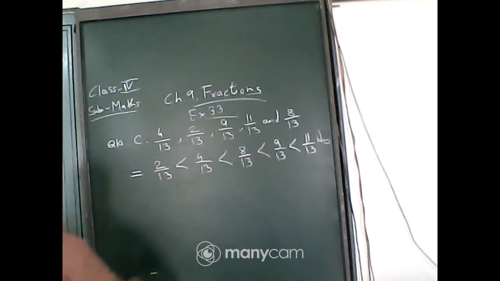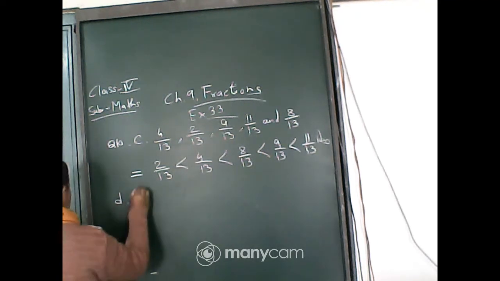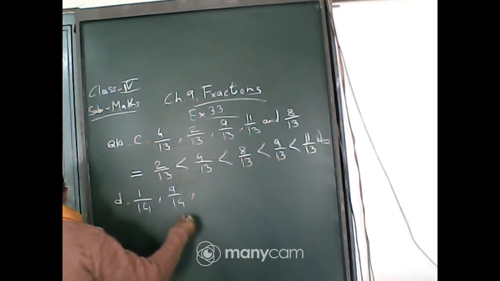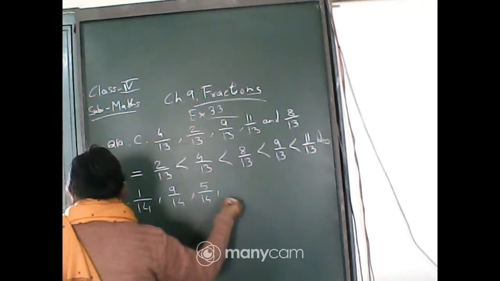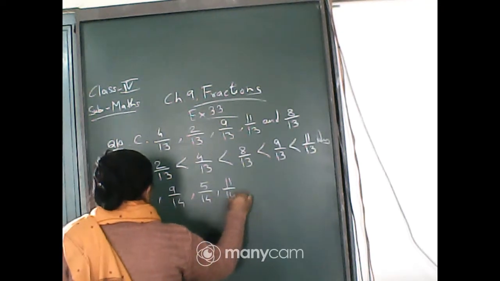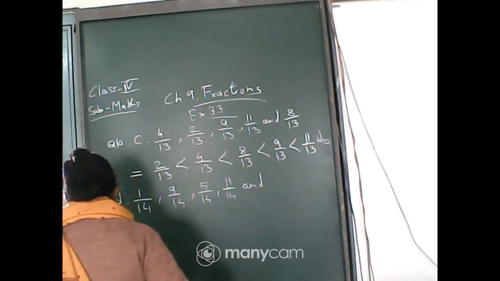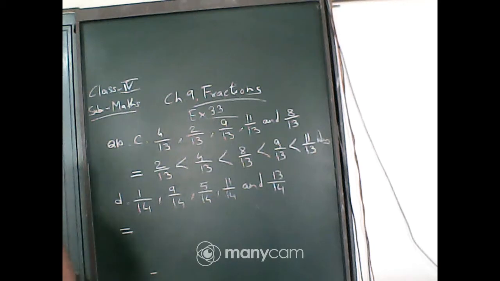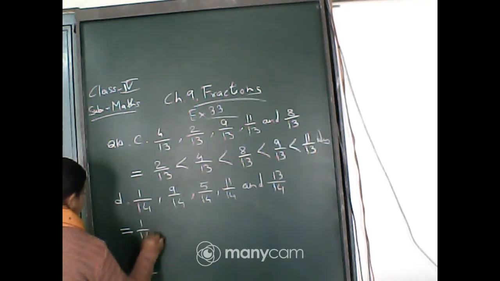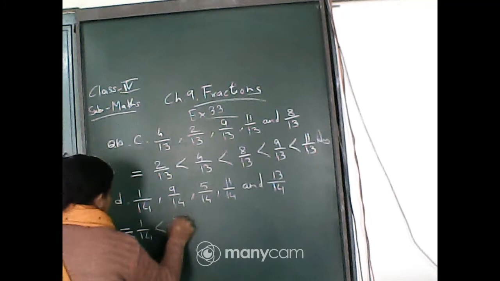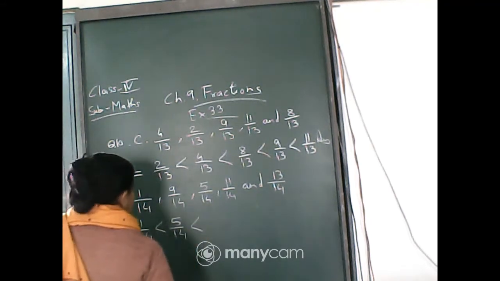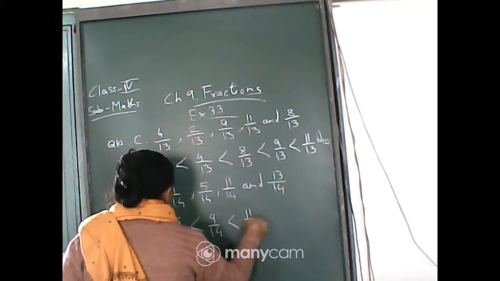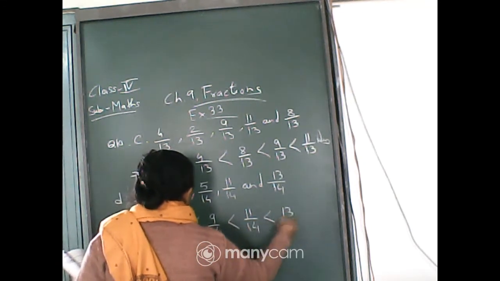One more we will do. Suppose number D. It is given 1 by 14, 9 by 14, 5 by 14, 11 by 14 and 13 by 14. Okay. So directly you will write the smaller one, that is 1 by 14 is less than 5 by 14 is less than 9 by 14 is less than 11 by 14, less than 13 by 14.